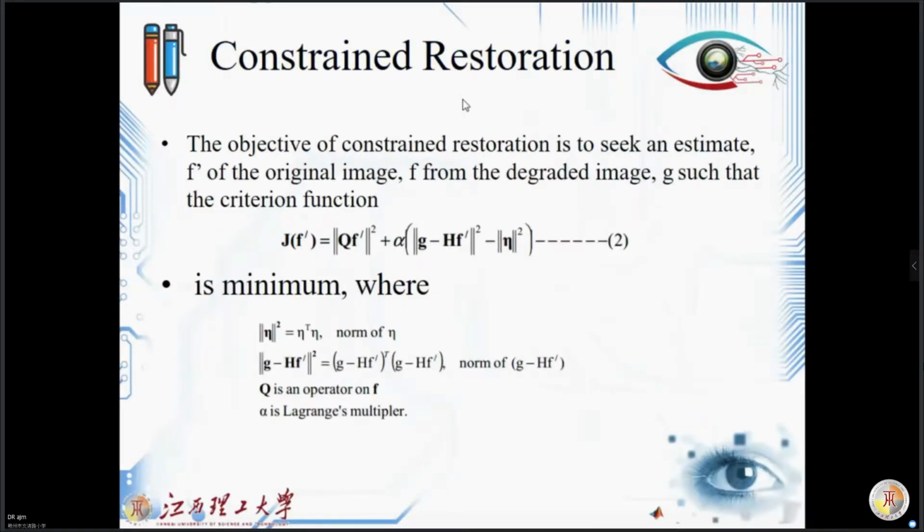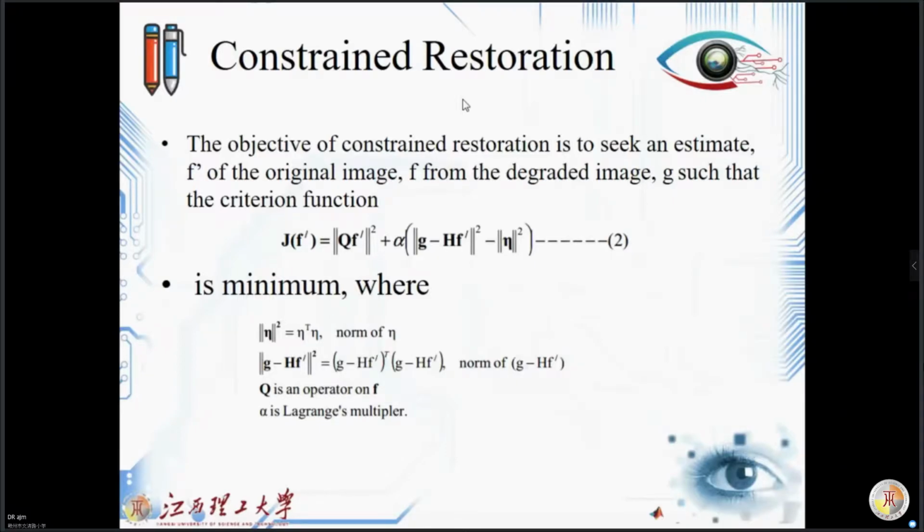the objective of constrained restoration is to seek an estimate f prime of the original image f from the degraded image g such that the criterion function, we can have as equation number 2. And if again I want to minimize this, the same things which happen with the unconstrained case will happen for eta, and the absolute value of that will be equal to eta transpose eta.